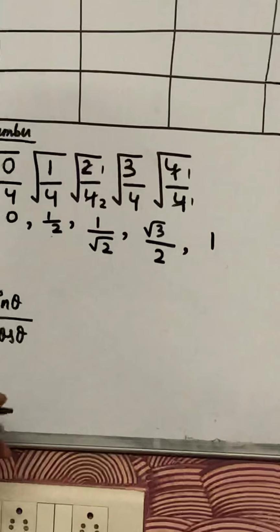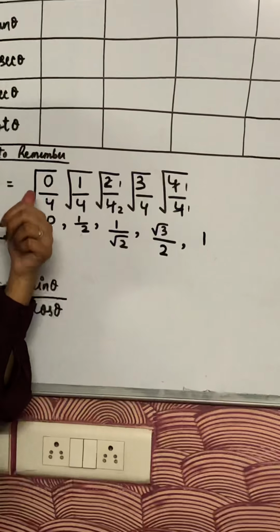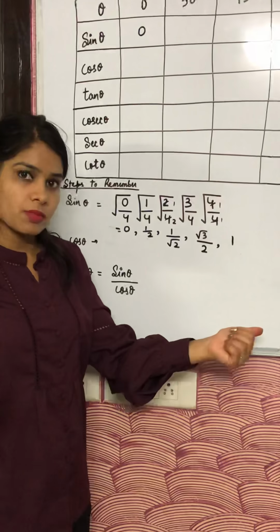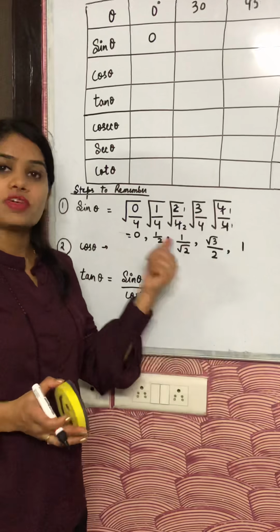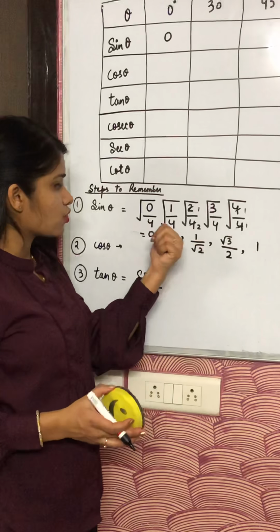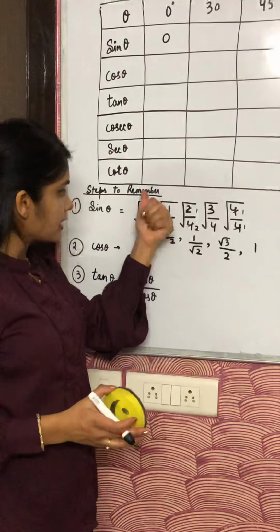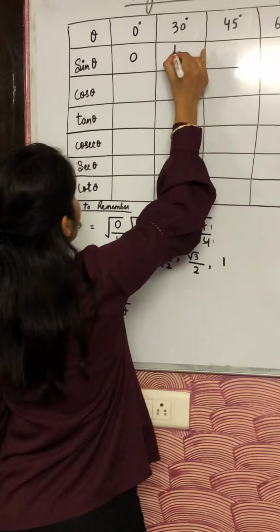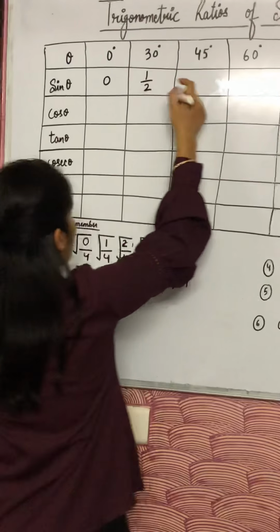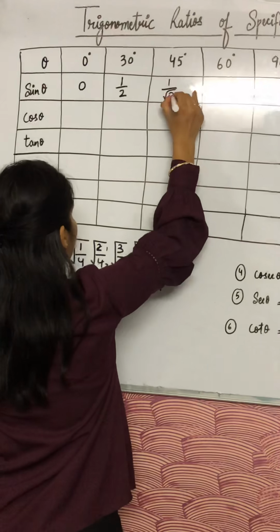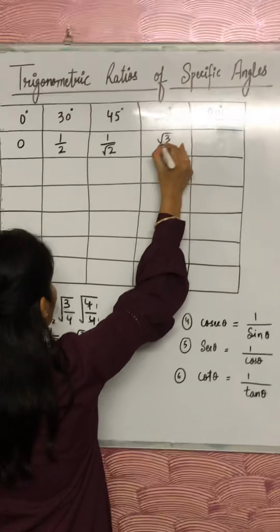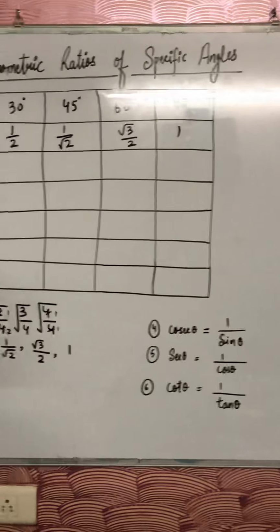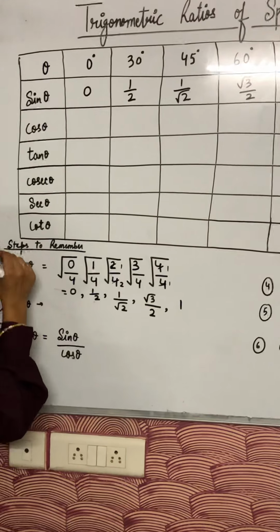So let me just revise it. We have to write the numbers first, 0, 1, 2, 3, 4. And the maximum number is 4. So we have to divide all the numbers by 4. And then take the square root of all the numbers. So can you write the values here? 0, half, this is 1 by root 2, this is root 3 by 2, this is 1. Students, remember this trick, and this is very important.